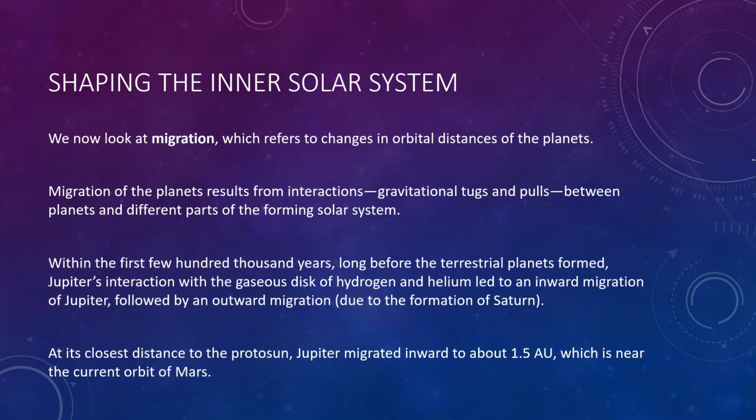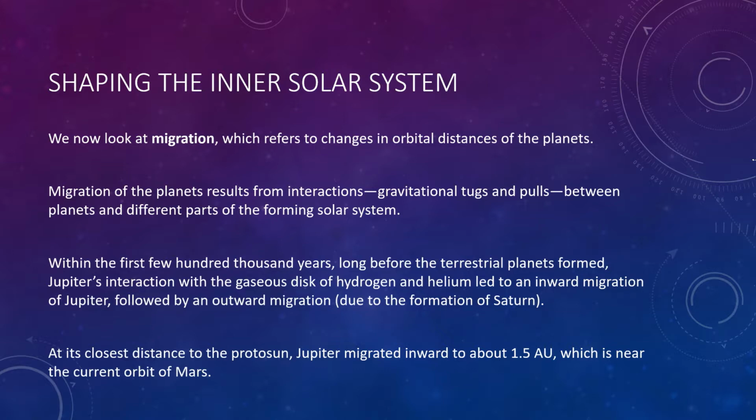Within the first few 100,000 years, long before the terrestrial planets formed, Jupiter's interaction with the gaseous disk of hydrogen and helium led to an inward migration of Jupiter, followed by an outward migration. So it had an inward migration. I don't know if we talk about this too much, but because it's colliding with all this other material out there, it kind of slows it down and it falls inward. So we'll get into this a bit more.